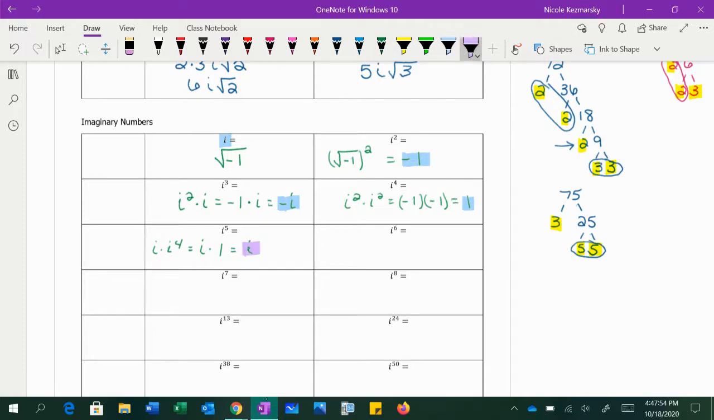Let me highlight that in purple. For i to the 6th, we're going to do i times i to the 5th. So we're multiplying by one more i to get i to the 6th. We're going to leave i to the 5th as i, and i times i is i squared, and we learned above that i squared was -1.